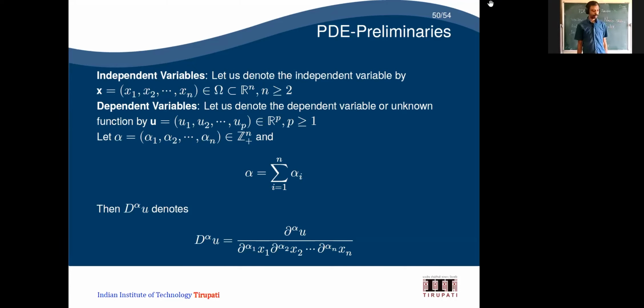Then the dependent variables. Once again, I'm just going to define a system of PDE. So you can take u1, u2, up, any number of variables you can take. Let us denote the unknown function U equal to u1, u2, up. You can take p such functions, p such dependent variables, where each one belongs to R, so the bold letter U belongs to R power p. P should be greater than or equal to 1, at least one unknown function.